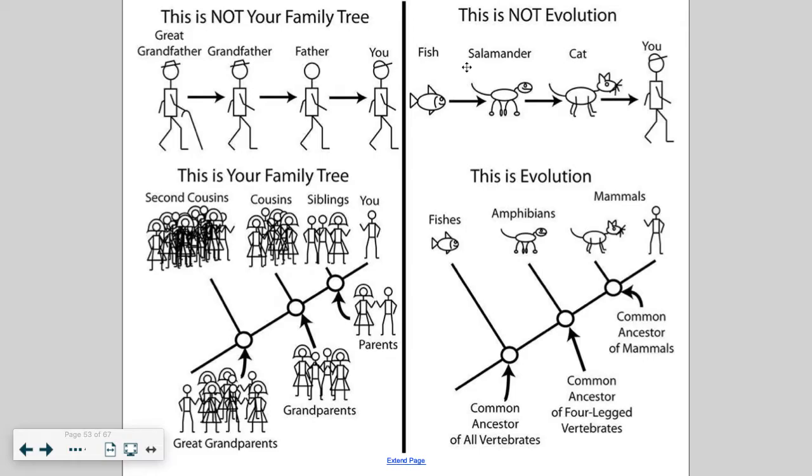This is evolution. Mammals, okay? Cats and humans at one point shared a common ancestor of all mammals. So everything above it is mammals, and everything below it is not mammals. Or if I looked at this dot right here, it says a common ancestor of all vertebrates. Vertebrates means backbone. So everything above this circle has a backbone. Everything below it does not, because there are some animals that don't have backbones.